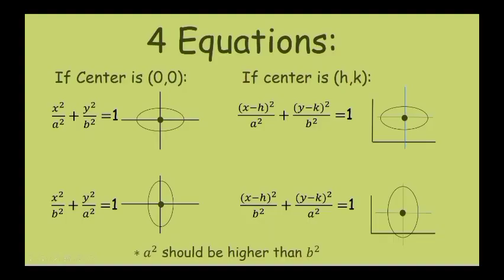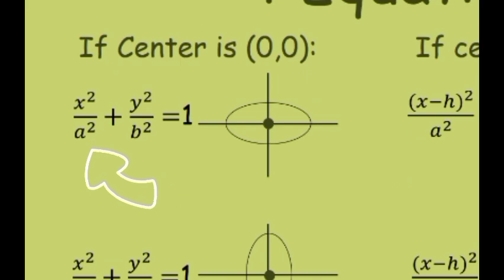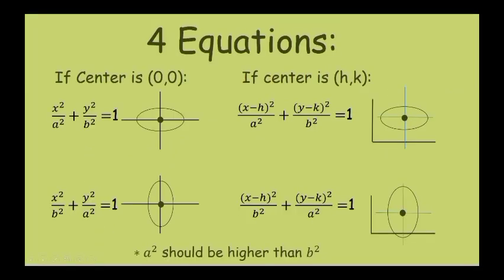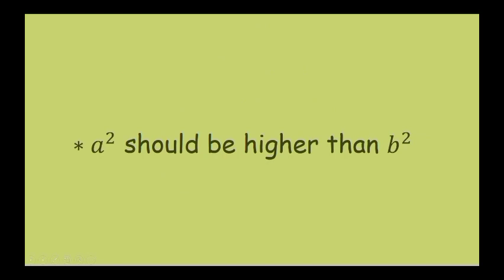Another thing, if a squared comes first before b squared, the graph will be horizontal. But if b squared comes first before a squared, then the graph will be vertical. And remember, a squared should be higher than b squared.